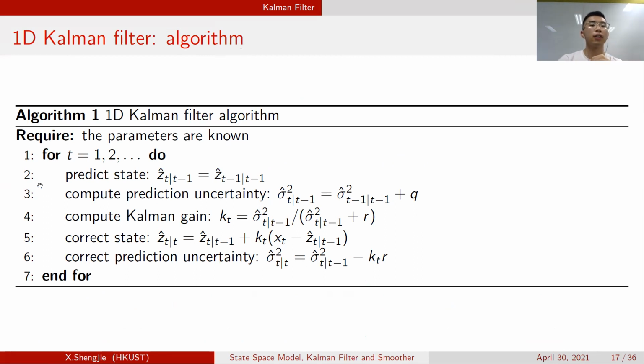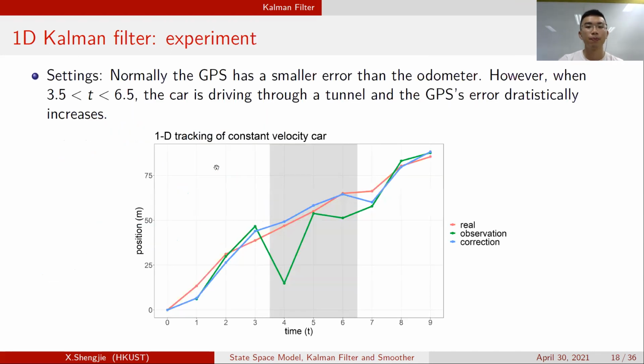And so when we sum up these algorithms, prediction and correction, it's quite simple, just a few lines. Lines 2 and 3 are doing the prediction: predict states, predict uncertainty. Lines 4, 5, 6 are for the correction. First, we have to compute how much we should trust the prediction or how much we trust the observation. And then we do the correction. We correct the state and correct the uncertainty. And then this becomes a loop, and we just go forward. And this is the intuition of the Kalman filter.